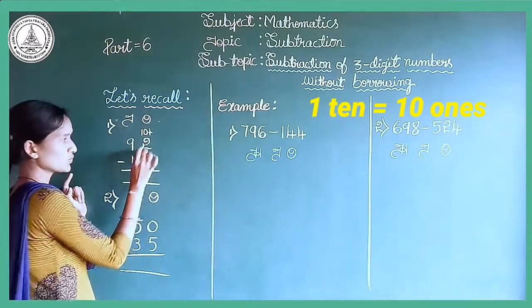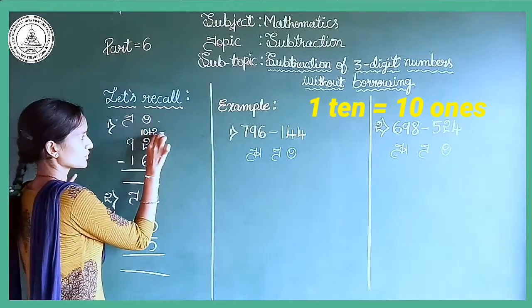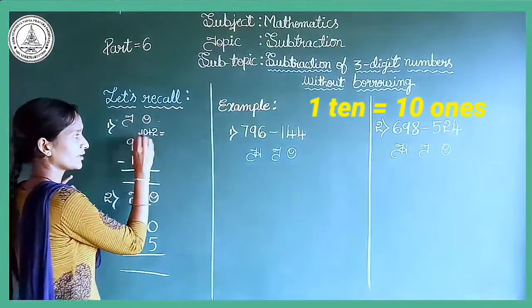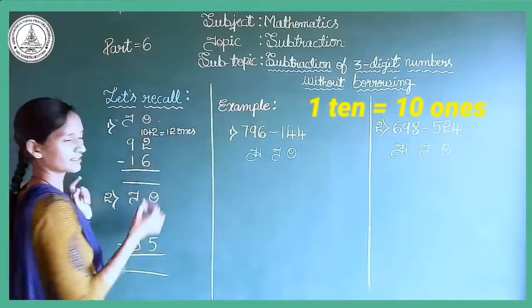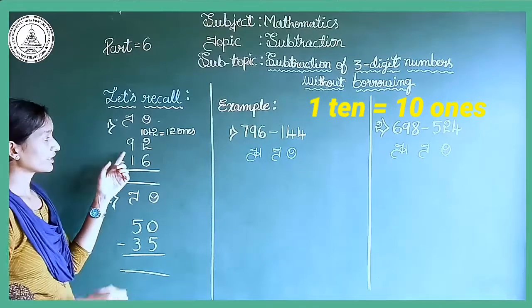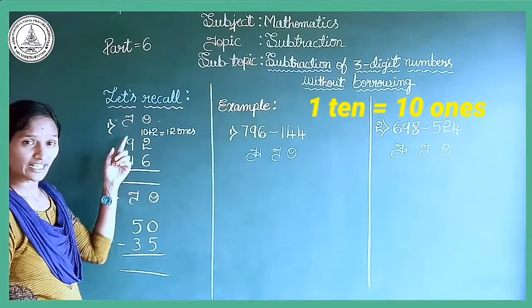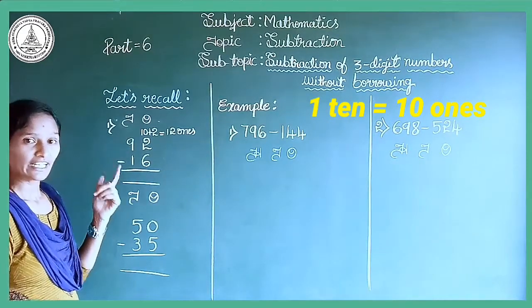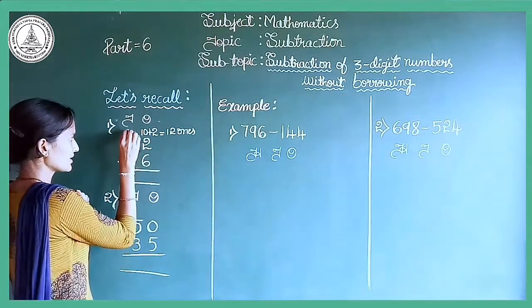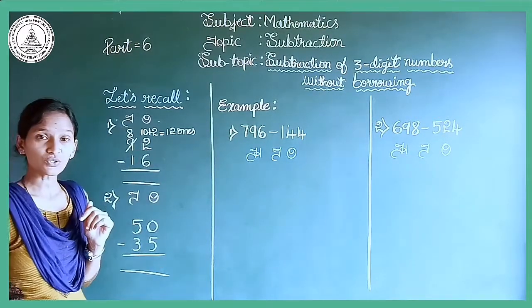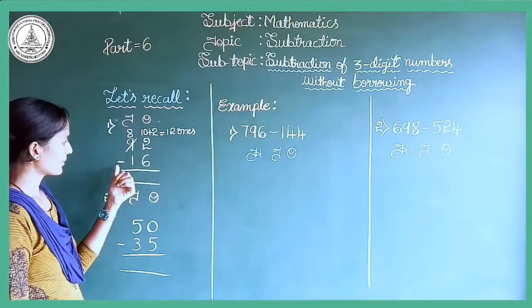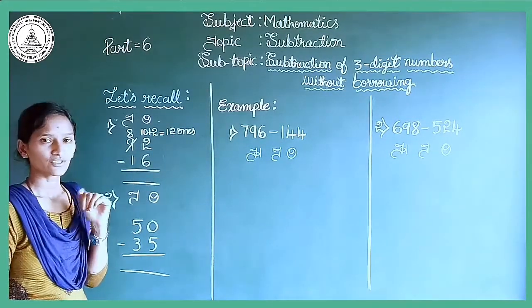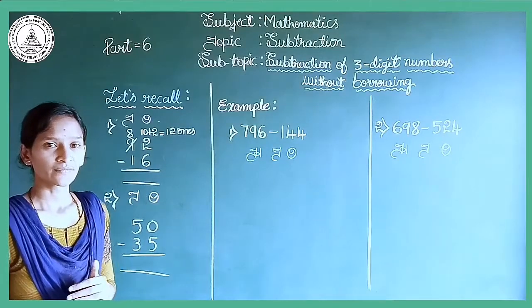And this 2 is equal to how many ones? 10 plus 2, 12 ones. Right? So after giving the borrow, this 9 tens becomes 8 tens. 9 minus 1 is equal to 8. Okay? So first, 12 minus 6. What is our next step?